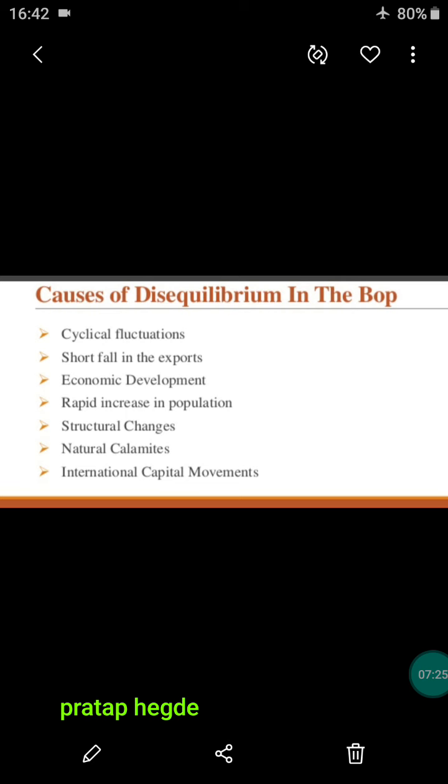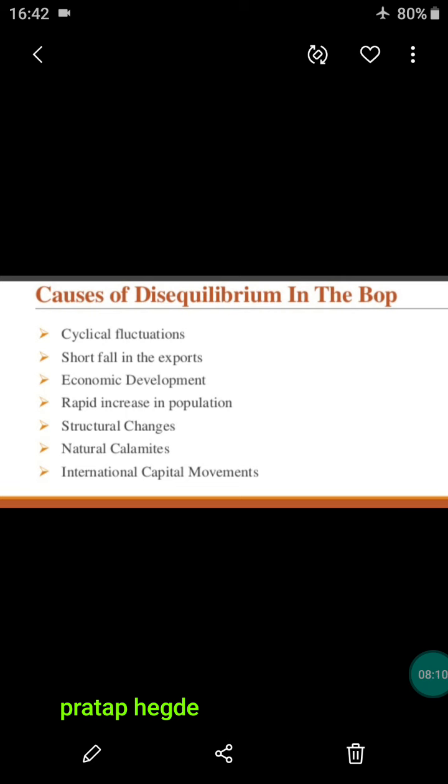Then several other reasons are structural changes in the economy, maybe in the production process, and natural calamities, which cause the country to import more goods and services from abroad whenever there is a problem in the domestic economy, and also international capital movements. So these are all the major causes for the disequilibrium in the balance of payment. We are mainly studying about importing more and exporting less. These are all the major reasons for importing more goods and exporting fewer goods. That is an example of deficit balance of payment, just to be clear.